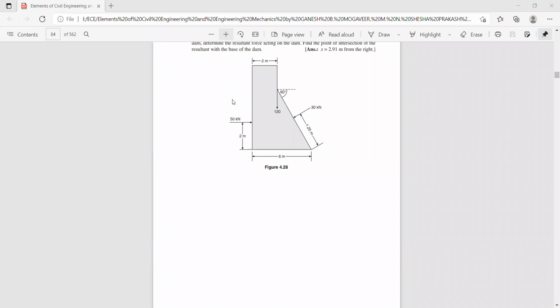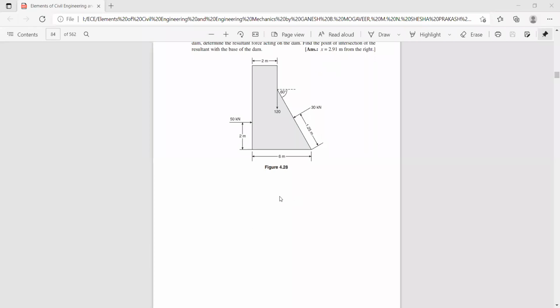Has anyone done it? 392.56. 392.56 Newton meter. It is positive, no? Positive value. Yes, sir. Okay, you find the sum of moments as 392.56 Newton meter. Now, you know the magnitude of the resultant.